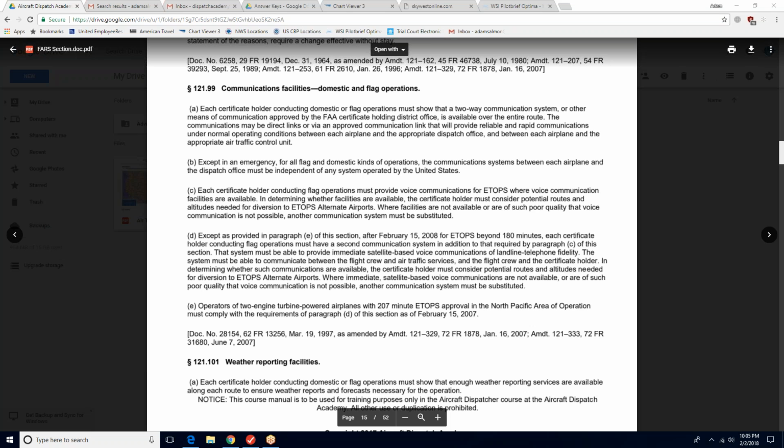Okay, let's read on a little bit here. It says, except in an emergency, for all flag and domestic operations, the communication systems between each airplane and the dispatch office must be independent of any system operated by the United States. That's basically telling us that the system the dispatch office uses, like the ACARS system in this case, has to be different from the United States. When it says the United States, they're talking about the air traffic control system. So it has to be independent of ATC, is what it means there.